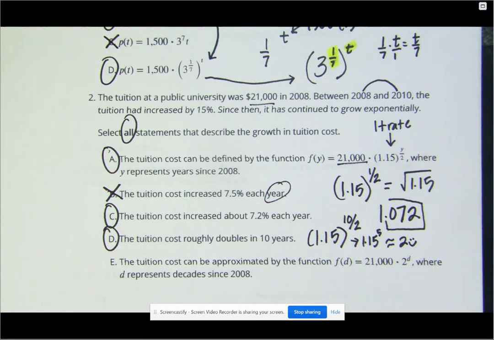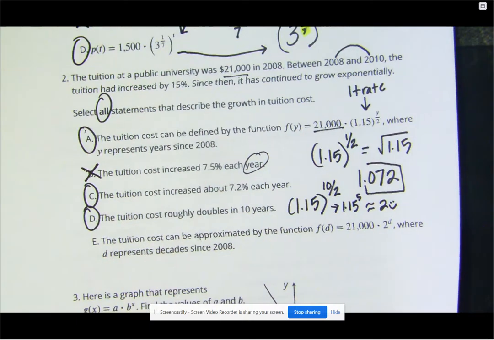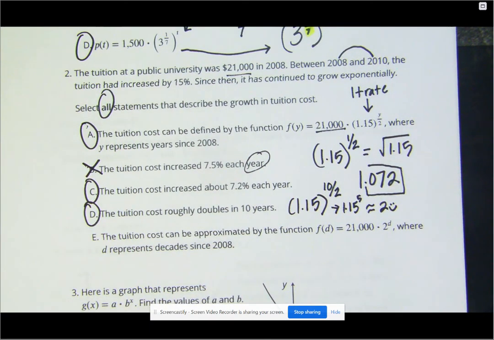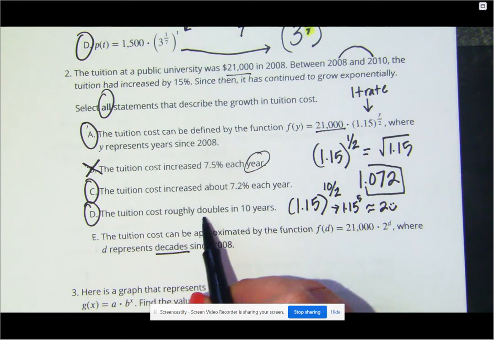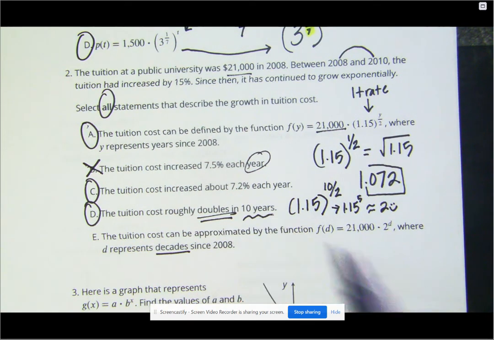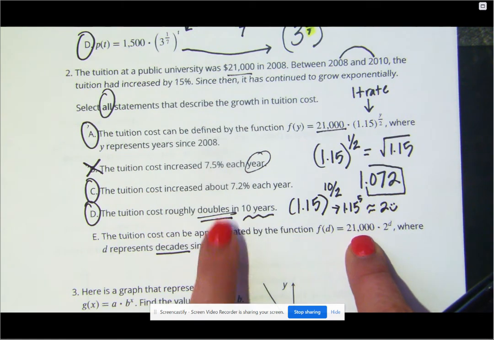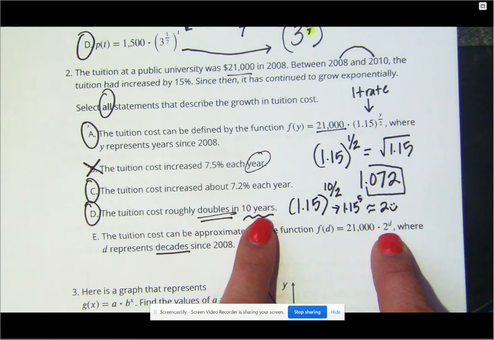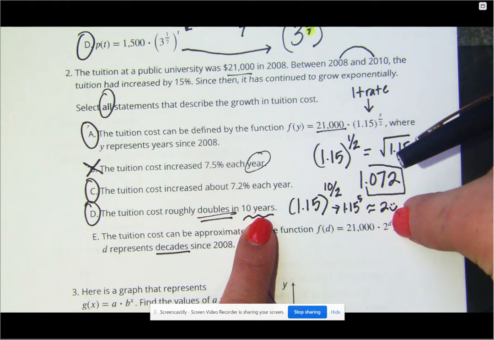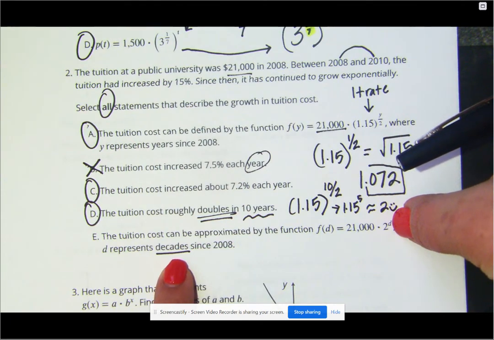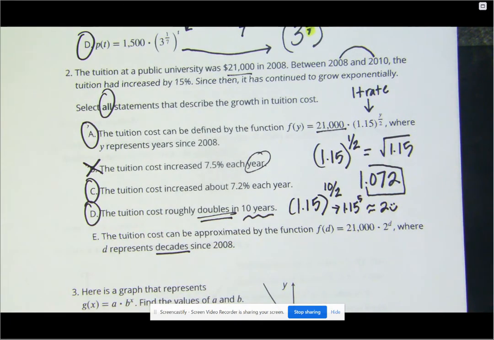And last, it says the tuition cost can be approximated by the function f of d equals 21,000 times 2 to the d, where d represents decades. Okay, well, we just answered on letter D that it does double in 10 years. So does this rule work? We've got the starting amount. We figured out our growth factor. It was doubling, which is 2. And that was every 10 years, which they're saying right here is d, which stands for a decade or 10 years. Yes, this is another way to write the rule.